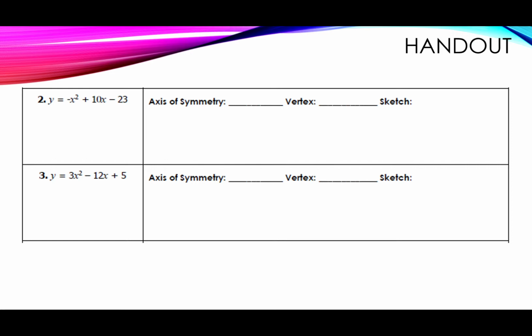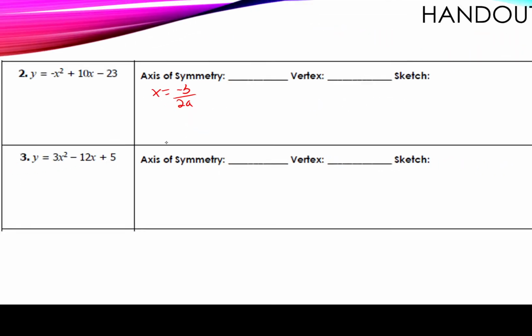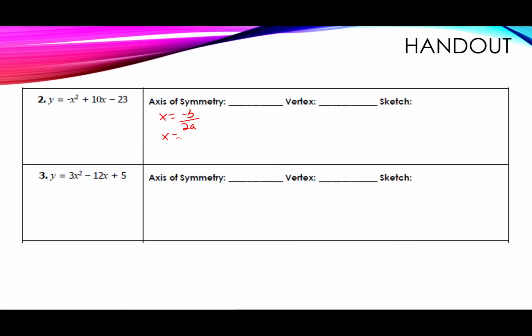So, axis of symmetry. Again, that's x equals negative b over 2a. I'm just plugging in numbers. Negative b is what's in front of x. So it's going to be x equals negative 10 over 2 times negative 1. And that's going to be x equals 5.